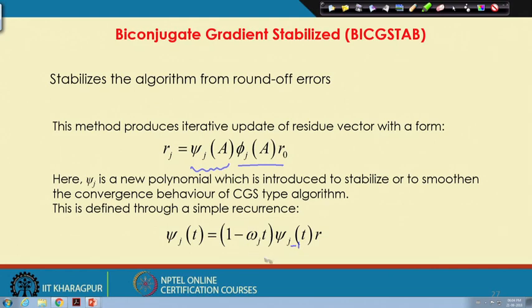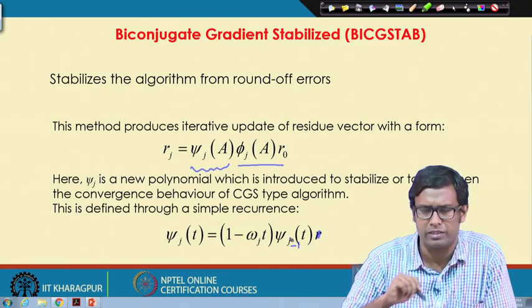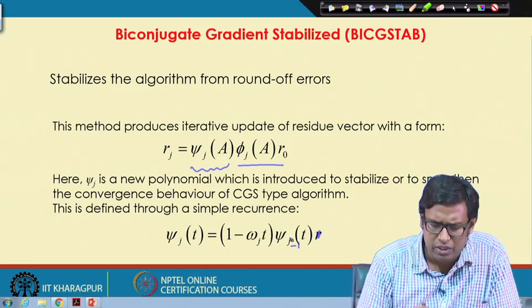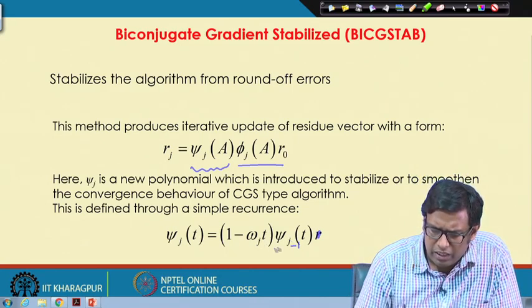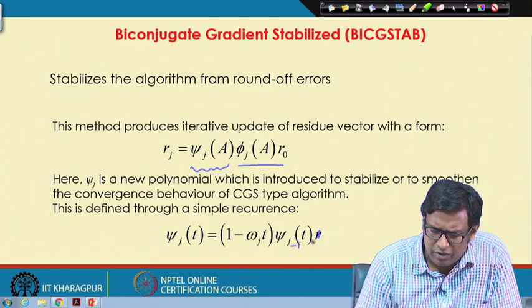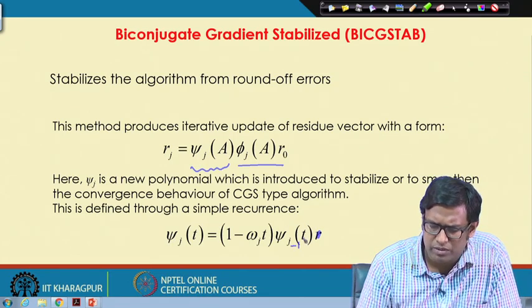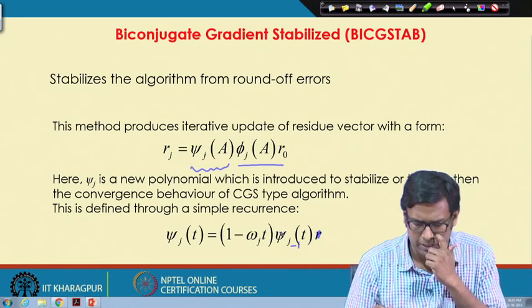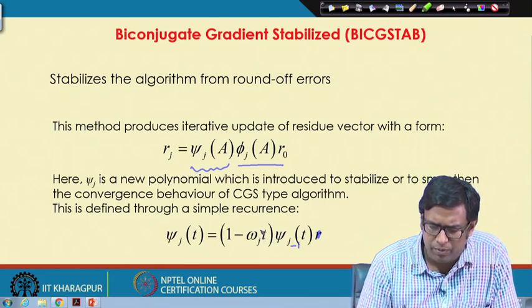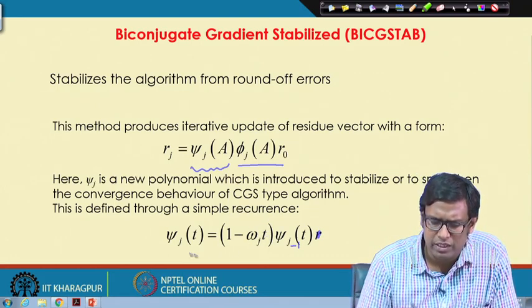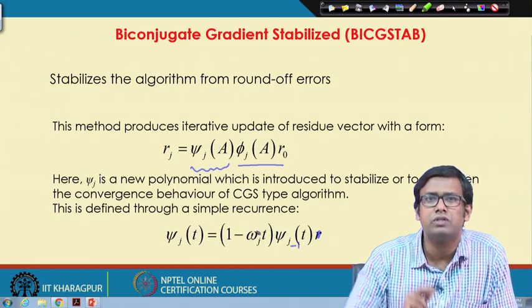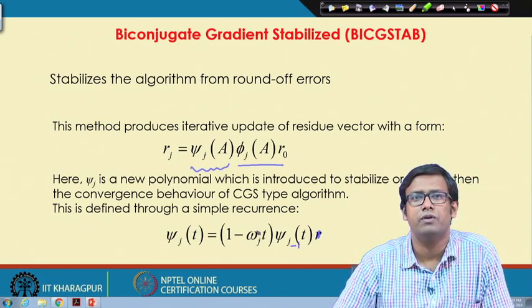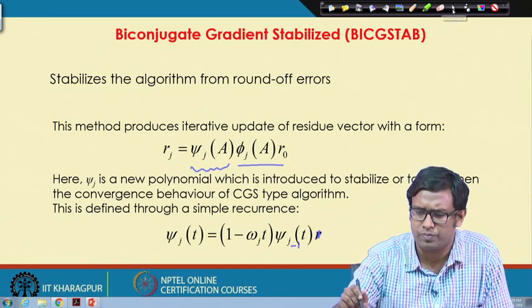So, psi j of t is equal to 1 minus omega j t, psi j minus 1 of t. I will rectify this equation when I upload the slides. So, here psi j has a recurrence relation, that means it is related with the last iteration's value, and there is a factor omega which is multiplied with t and is updating it, and based on this omega the behavior of psi can be smoothened.